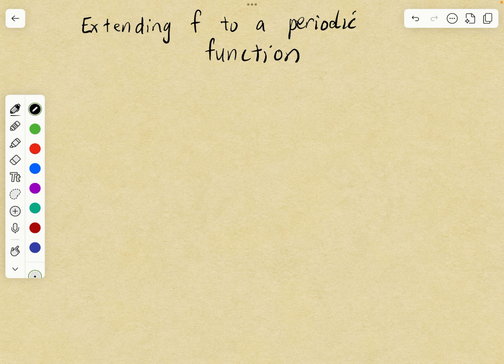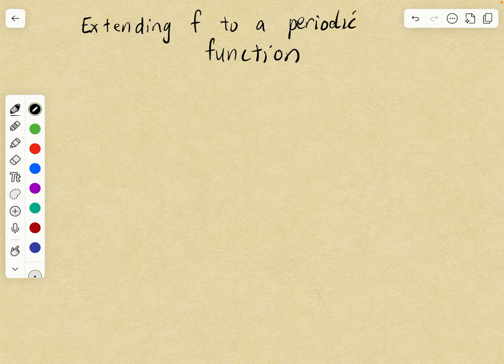In previous videos, we talked about the Fourier series of a function, and the function that we have a Fourier series of is going to be a piecewise continuous function defined on the interval from negative t to t. Now let's say that you have a scenario where you have a function that's only defined from 0 to t.